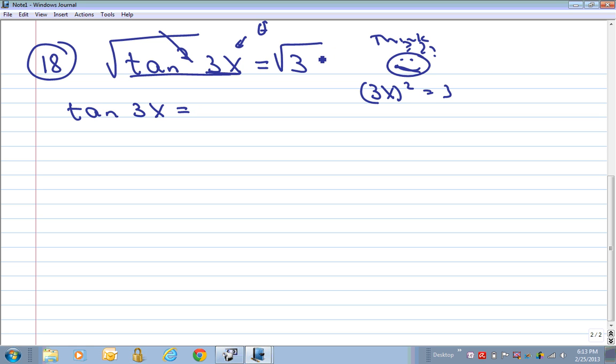Remember, on the right side, we were an artist, and if you were an artist, what do you have to do? That's right, you have to sign your artwork plus or minus. So we'll have plus or minus the square root of 3. Now that is what tan 3x is equivalent to. So let's solve for 3x first, and then we'll be able to solve for x. All right, so we're going to have tan 3x equals positive or negative square root of 3. So we're going to have plus or minus the square root of 3.